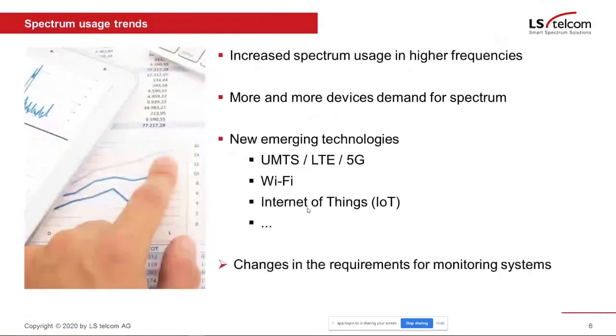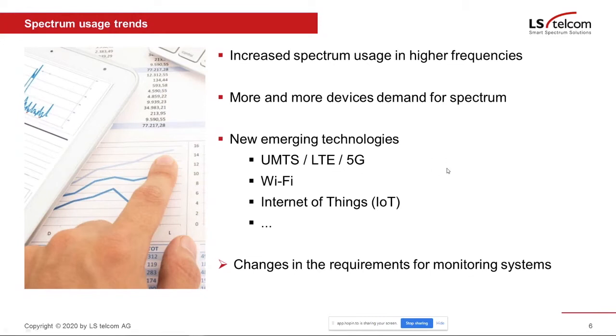To have a look at modern monitoring equipment, we first need to look at the spectrum usage trend of the last 2 to 5 or even more years. What we see is an increased spectrum usage in higher frequencies. More and more devices demand spectrum. We have new emerging technologies like 5G or IoT, and already well-established technologies like LTE or Wi-Fi. These topics lead to changes in the requirements for monitoring systems.